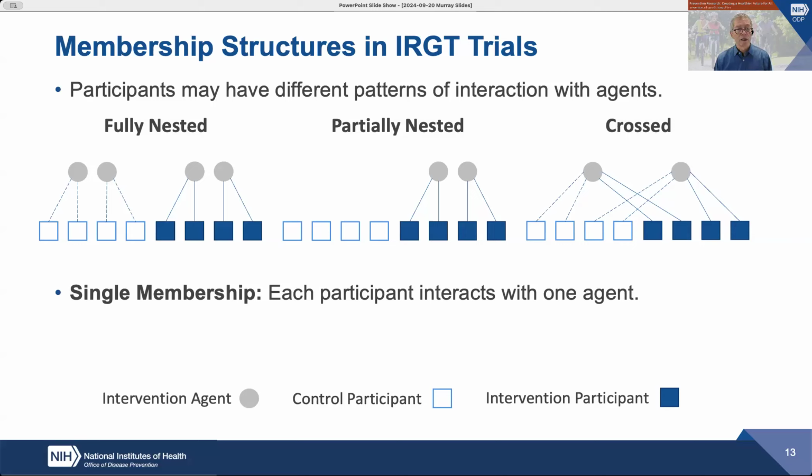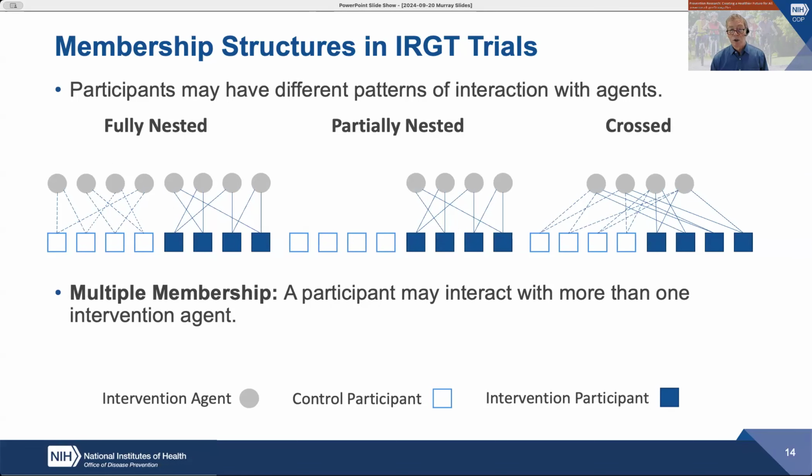On the left, in the fully nested situation, again, the participants interact with just one agent. We have agents in both arms, multiple agents in both arms. In the cross design, each participant interacts with a single agent, but the agents are working with participants in both arms.